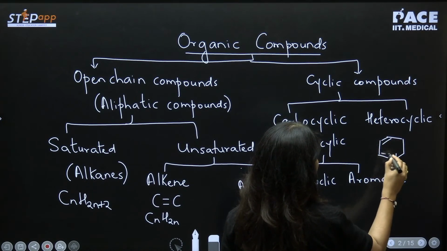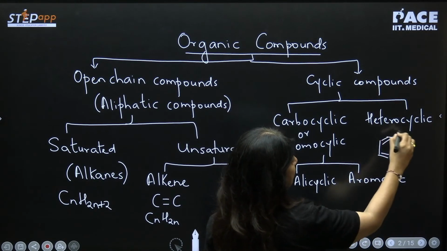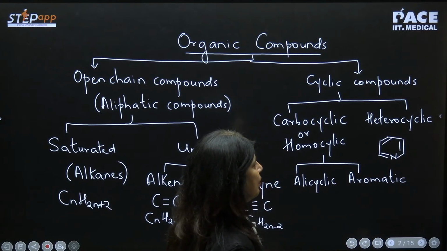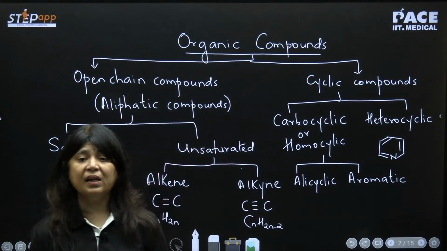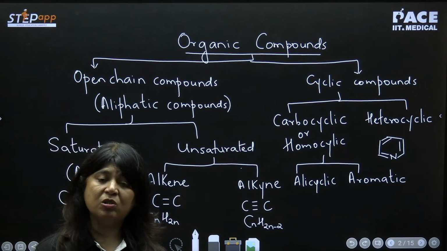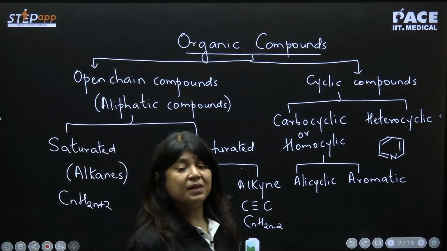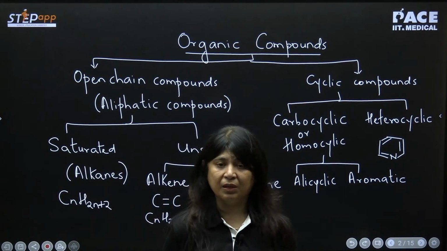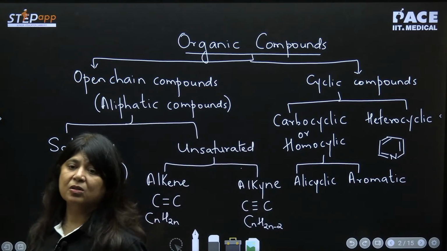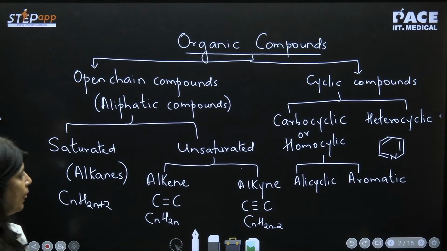This compound, in addition to carbon, has a nitrogen. So this can be classified as a heterocyclic compound. Heterocyclic compounds have a heteroatom. A heteroatom could be nitrogen, oxygen, or sulfur. So these atoms could be present inside the ring along with carbon. Fine. So now let's begin with the IUPAC nomenclature.